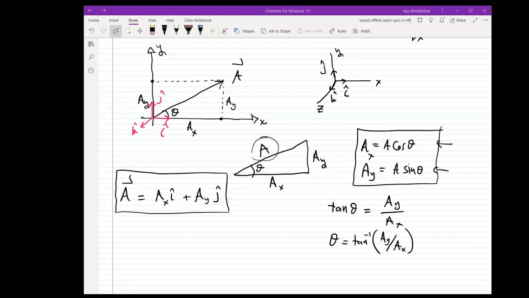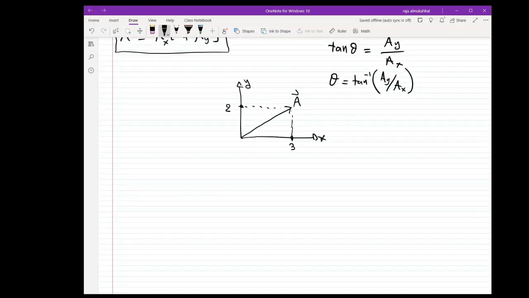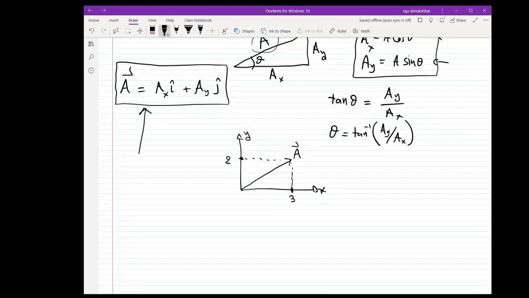So, for example, if I have a vector, again, this is my x and y axis, and let's say I have a vector here, I'm going to call it A, and suppose that this point right here is, say, 3 on the x-axis, right? And this point here is, let's say, 2, for example, on the y-axis. So to represent this vector, I can easily say that A is equal to 3i plus 2j. You see that? So that's how I would write the vector in terms of i, j. You got that?